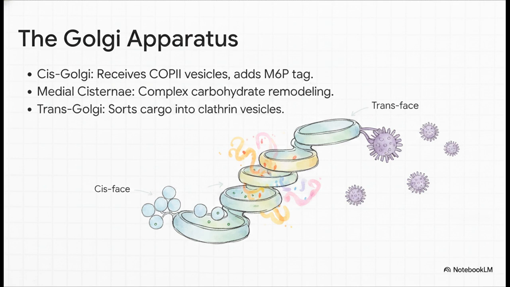Cargo arrives at the receiving dock, known as the cis-Golgi network. It then moves into the medial cisternae, where complex carbohydrates are remodeled and tweaked. Finally, it reaches the exit face, the trans-Golgi network. Here, the cargo is sorted, packaged into specialized clathrin-coated vesicles, and shipped out to its final destination in the cell.